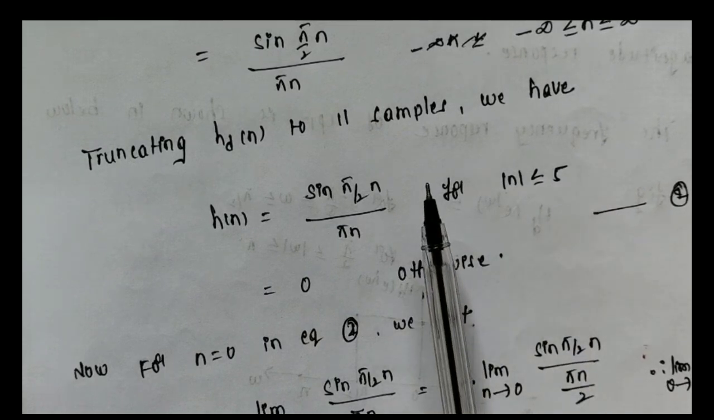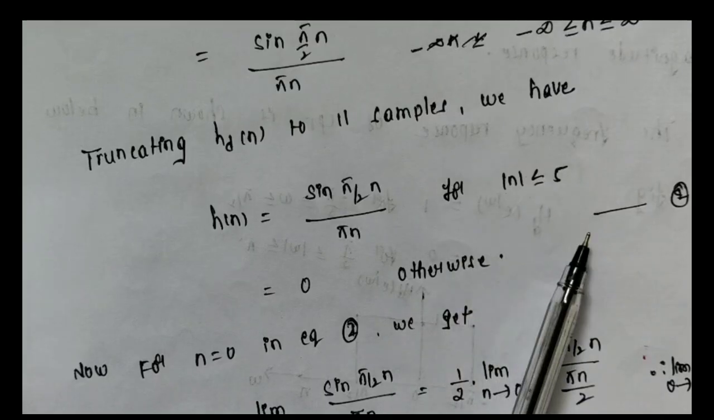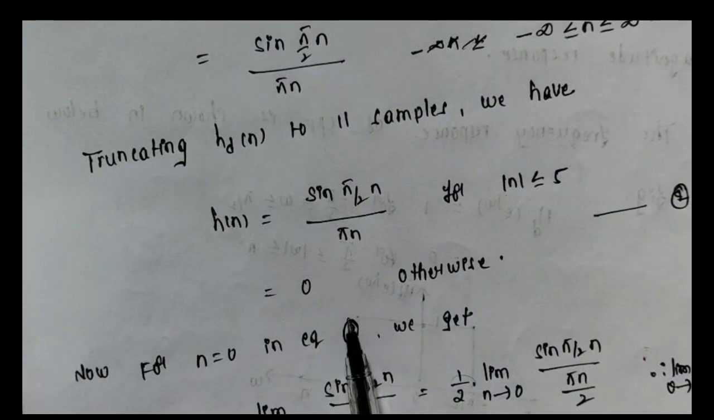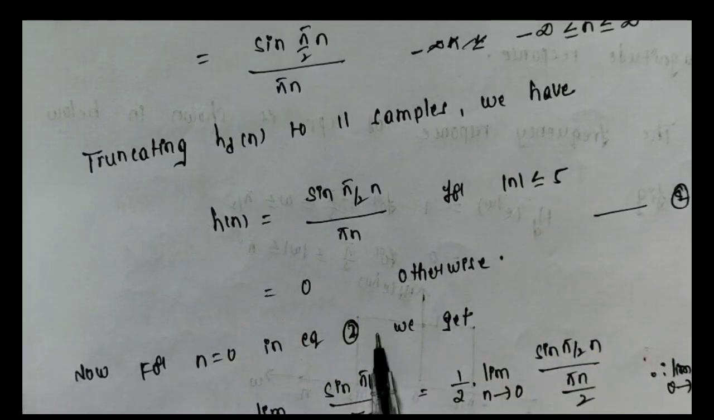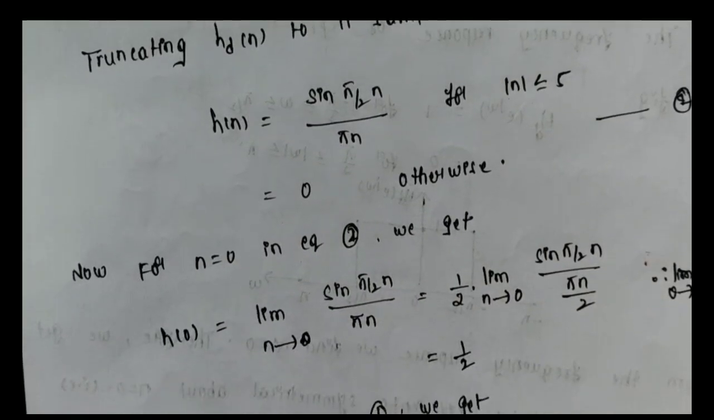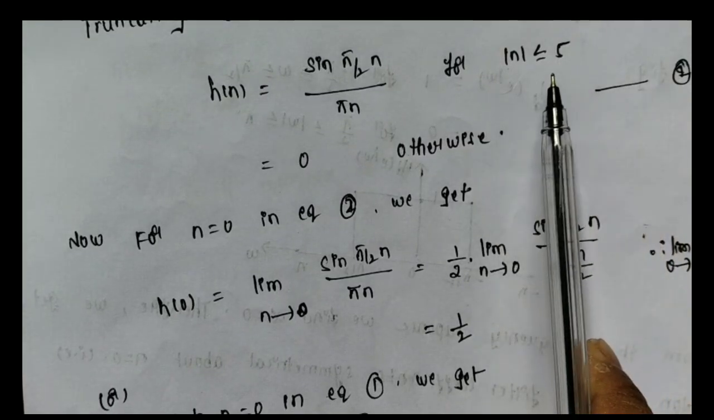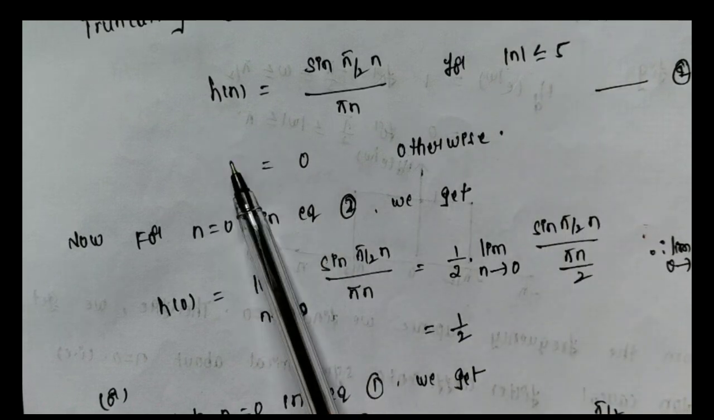Truncating the value, because we know h_d(n) is equal to h_d(-n), so if you truncate at 0, at the left side we have 5 samples, at the right side we have 5 samples, plus the center sample, so the total is 11. And this is equal to 0 otherwise. So this is the equation for our problem. Now you have to substitute the n value. The n value is less than or equal to 5, right? So we have to substitute each and every value of n up to 5, so that we can find out h(n).